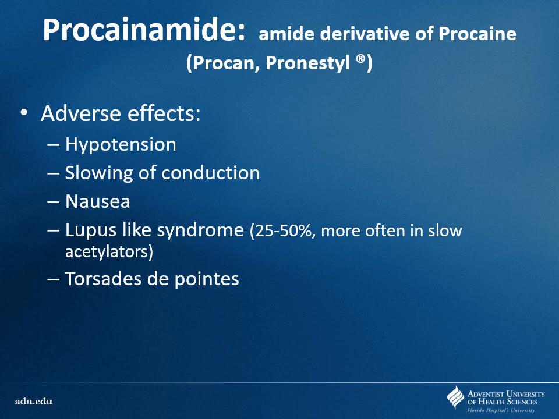Again, you can see things like hypotension, slowing of conduction, so you could see bradycardia due to this. And the big thing to note here is that lupus-like syndrome. As I mentioned, that's going to be in slow acetylating patients. Can you really predict who's going to be a slow acetylator? Not reliably, so it's one of those things where you're just going to have to try it and see how the patient responds to it. And then torsades is another risk because we're extending that action potential, so that's going to be the same for any of these class 1A antiarrhythmics.